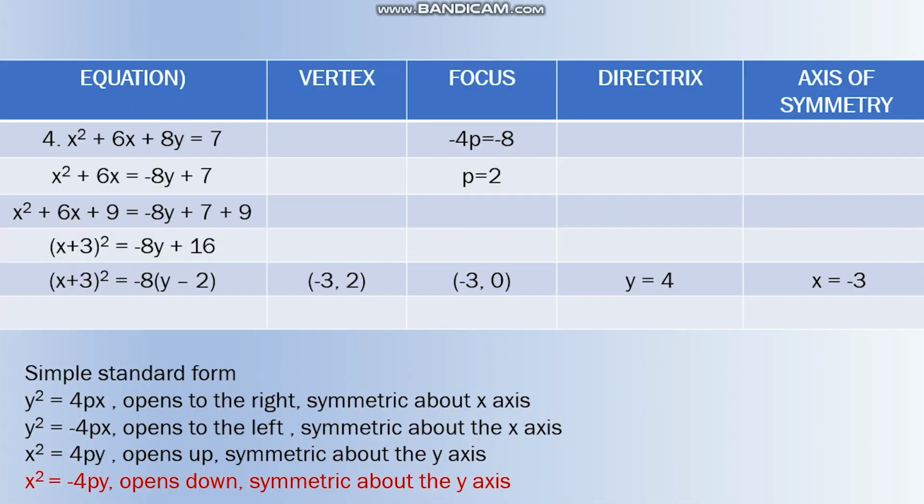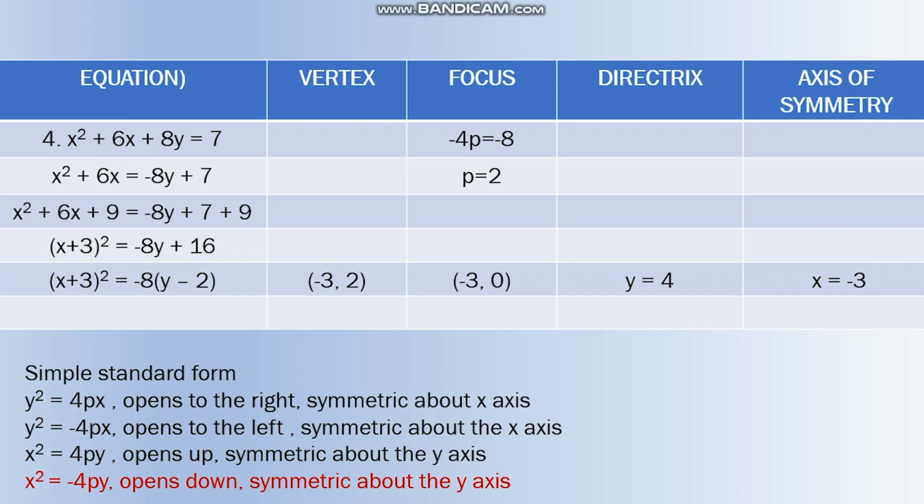So, for our fourth example, ito yung equation natin. X squared plus 6x plus 8y is equal to 7. So, ngayon, hindi na madaling makita yung ano ba yung katabi ng y or ano ba yung katabi ng x. We have to solve for it. And the technique for that is completing the square. Okay? So, tatandaan nyo yung completing the square.